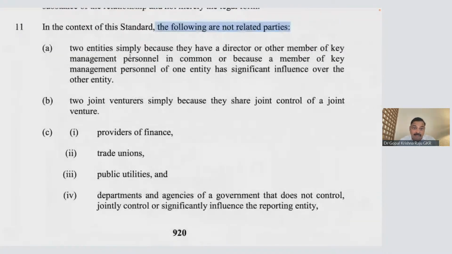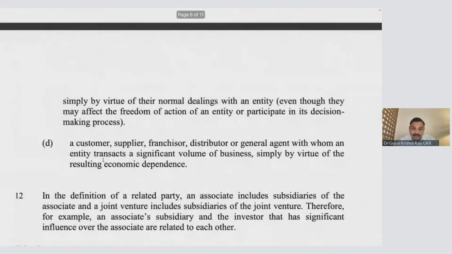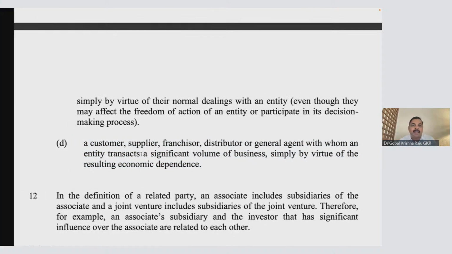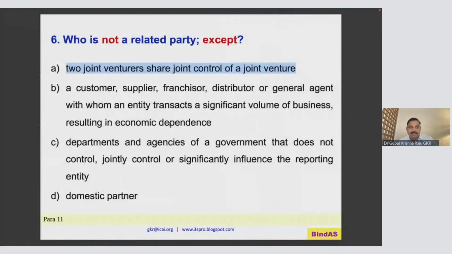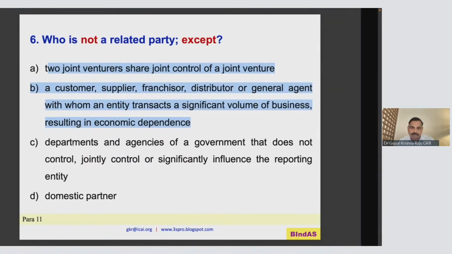And look at customer. Customer, supplier, franchisor, distributor with whom an entity transacts significant volume. 60% business one guy is giving to me. So he's a related party? No, he's not a related party. Just because of economic dependence. Okay, no. Then look at this.